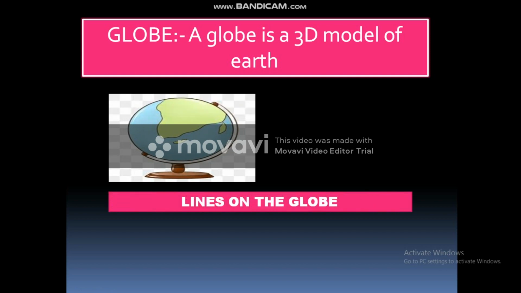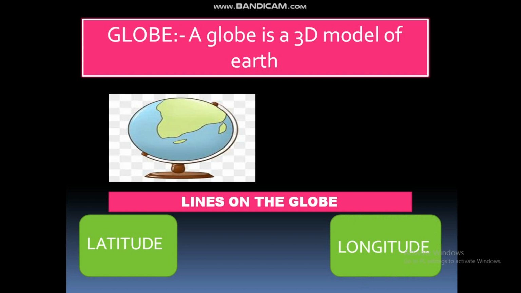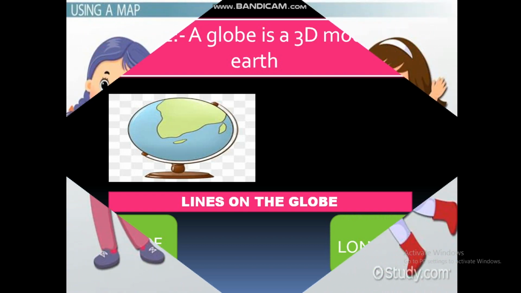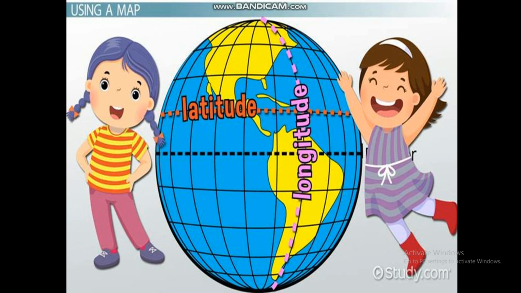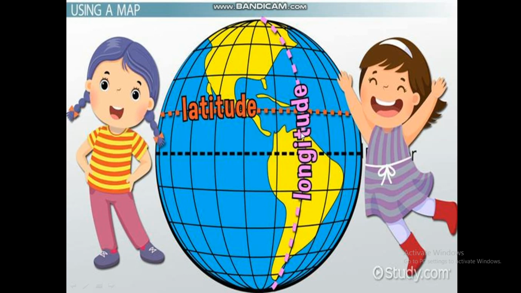So what are the main lines that are represented on the globe? There are 2 types of lines. These lines are latitude and longitude. There we can see that those lines drawn vertically are called longitude, and those lines drawn horizontally are called latitude. So let's understand these latitude and longitude lines.